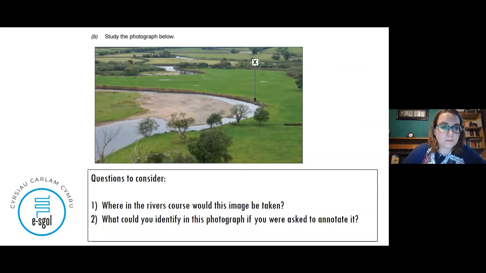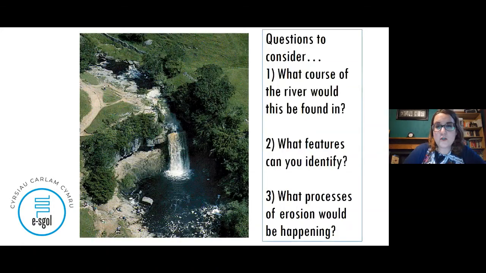Okay, let's look at another question. So once again, what course of the river would this be found in? What features could you possibly identify if you were asked to annotate this diagram? And what processes of erosion would be happening? So I want you to think about, once again, where you could see these different processes happening and annotate the diagram.